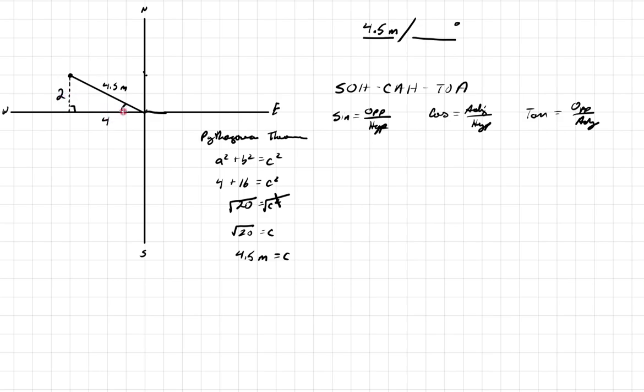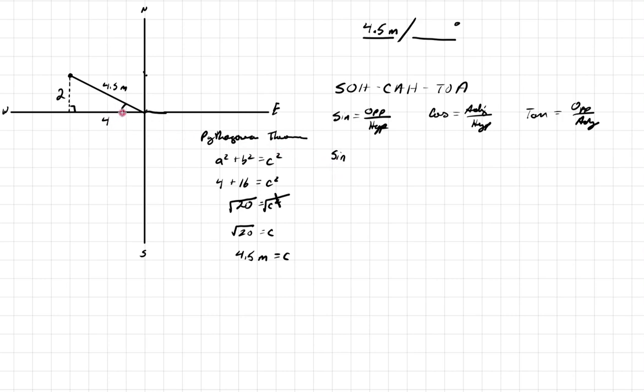And the adjacent just means the side that helps make the angle that is not the hypotenuse. So the side that helps make the angle is 4. So 4 is our adjacent. 2 is the side that is opposite the angle. The angle points to that side. But we have everything here, so we're just going to use sine.